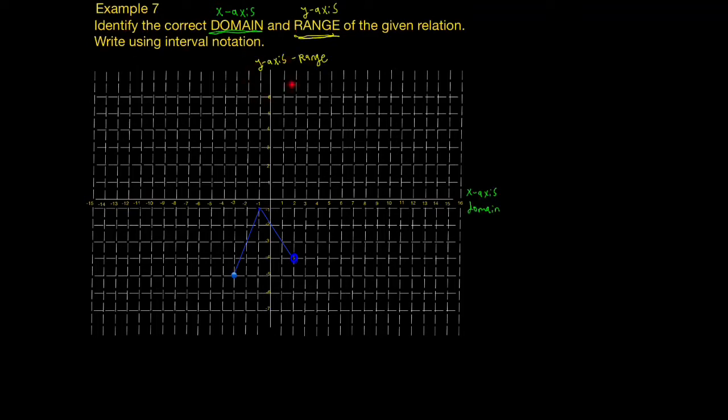And here I have labeled my axes. So the y-axis, that's going to be for the range. So we have to find the lowest point and the highest point. And then for my domain, that's on my x-axis. And we have to find the point that's farthest to the left and pair it up with the point that's farthest to the right.